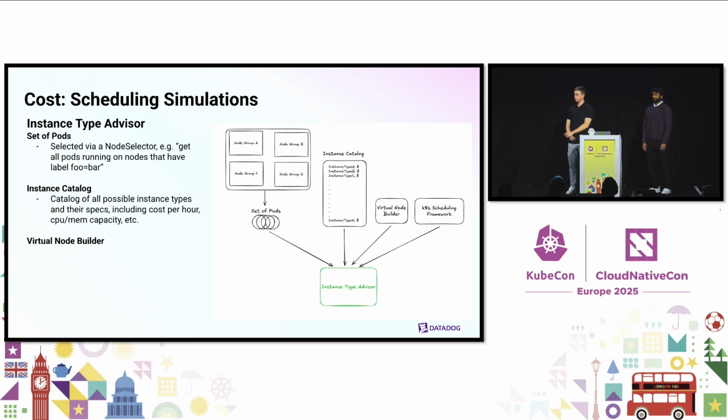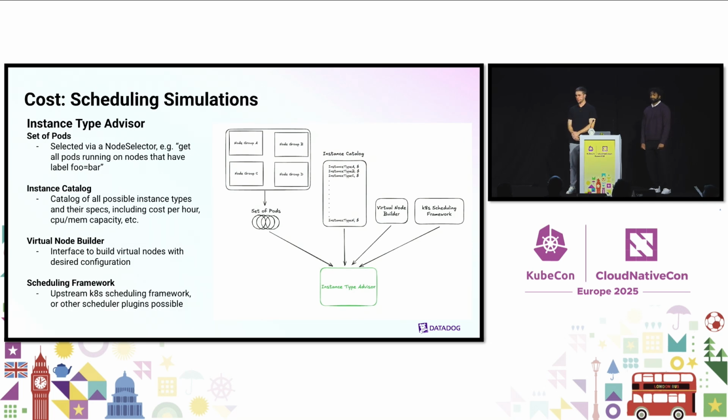Within the advisor, we also have a virtual node builder, which is just an interface to build virtual nodes in order for us to schedule onto them that match the specs of the instance catalog. And for the actual scheduling simulations, we use the upstream Kubernetes scheduling framework, but we could use other scheduler plugins if we needed to.